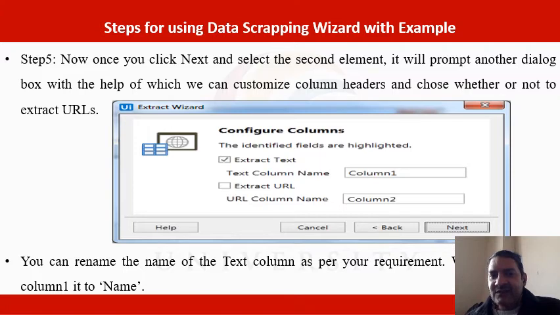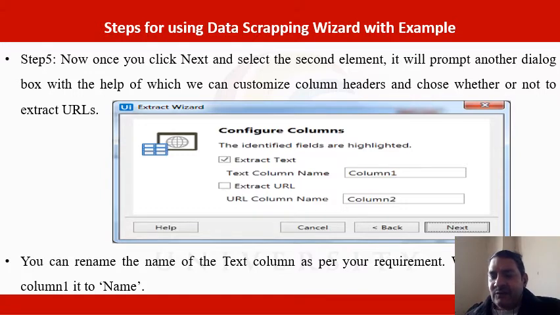Second one is extract URL. This is another tab. URL, column name is the label and column 2 is the text. It depends upon you whether you want to extract the text or the URL. You simply click next and select the second element.